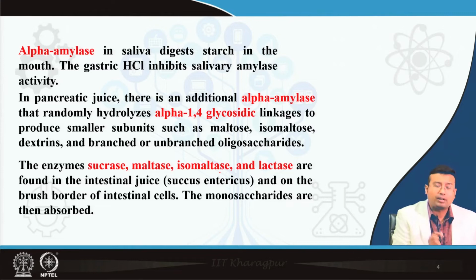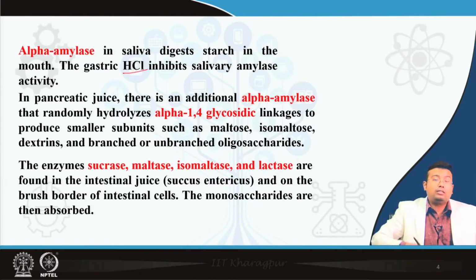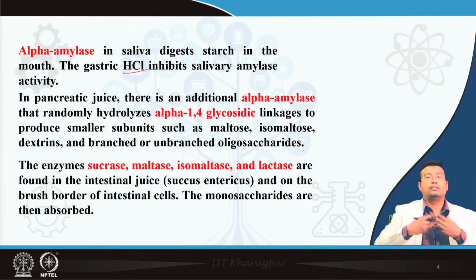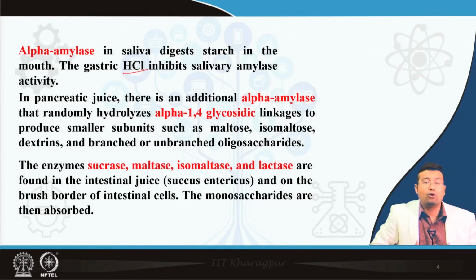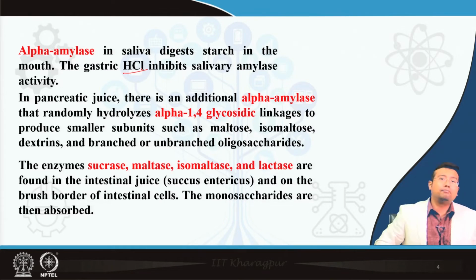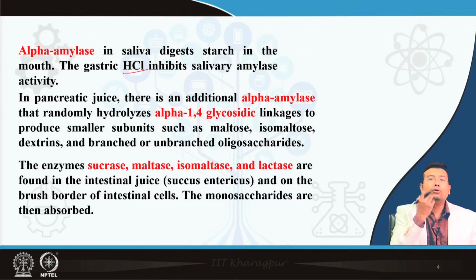However, one very important thing to note is gastric HCl. You might be aware that in our stomach the pH is very low because of the presence of gastric acid. This inhibits salivary amylase. What is the importance? The importance is that when the food is in our mouth and we are chewing it a lot, the alpha amylase is already digesting, because once we deglutinate it, it goes into the stomach, and the action of alpha amylase will be inhibited.